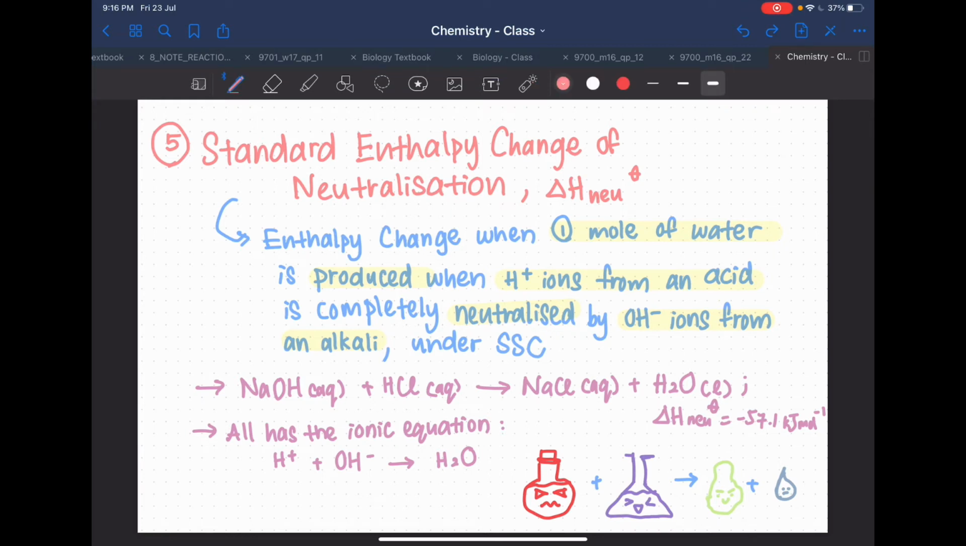But in an overall ionic equation, all of the reactions of neutralization would give this equation, because the spectator ions cancel out, and therefore it's only left with these. When you're asked to write an ionic equation or overall equation, you can write this equation only.